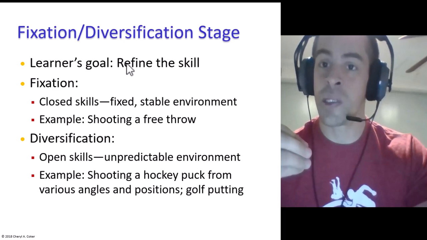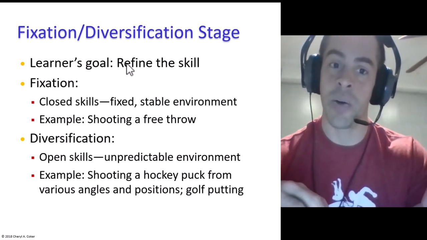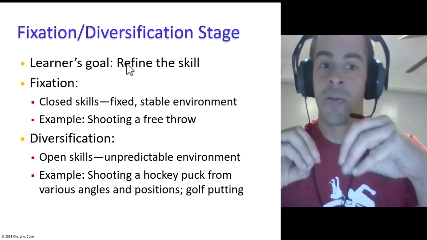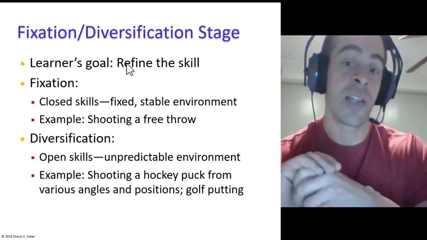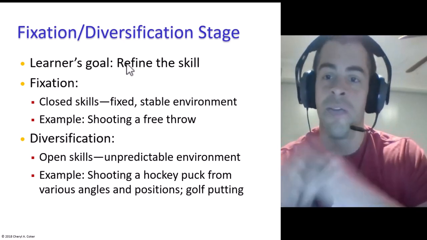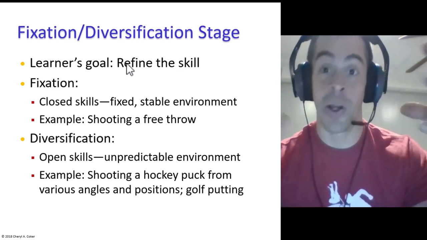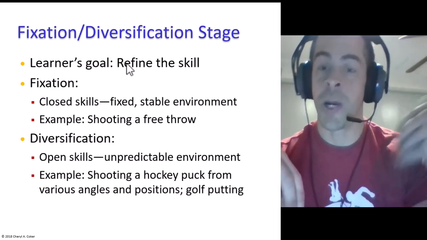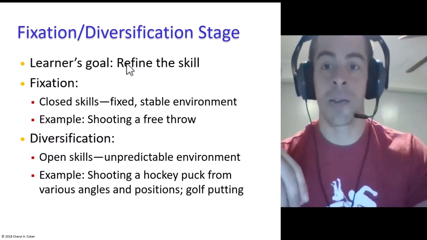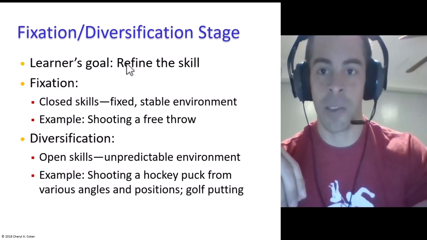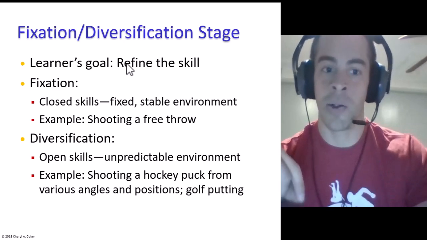Closed skills that take place in more of a fixed, stable environment are going to enter more of this fixation stage. The example provided in the text is shooting a free throw, which is a very closed environment, and there's not a high degree of inter-trial variability. So as a practitioner, we really want to create more of a rote practice: many attempts doing the same exact thing to just replicate that.